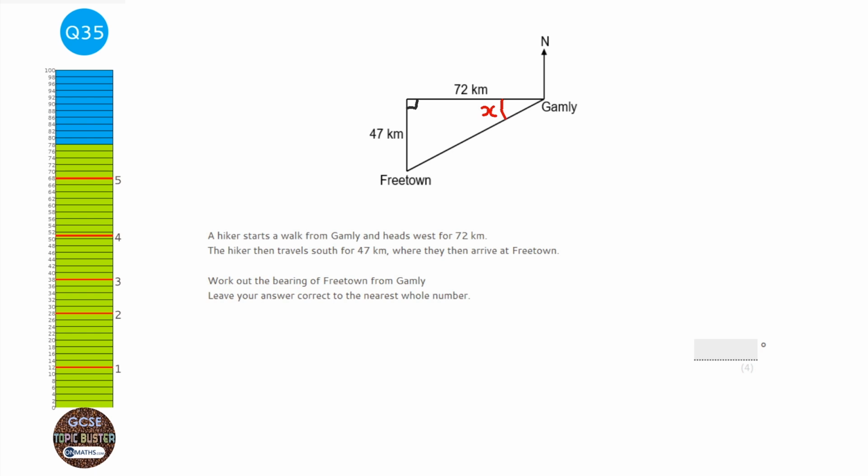Now to find x, we need trigonometry, and to do trigonometry, we need to label the sides. So we've got the opposite here, which is opposite the angle we want. We've got the adjacent here, and we've got the hypotenuse here. Well, the hypotenuse is no interest. We're not looking for it, and we're not given it. So it's O and A. So writing SOHCAHTOA, SOHCAHTOA.